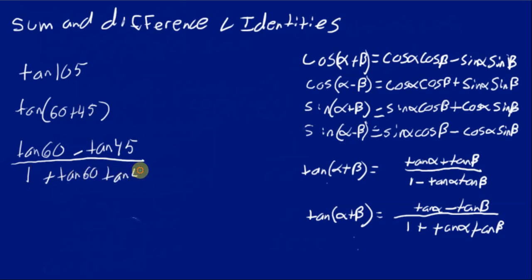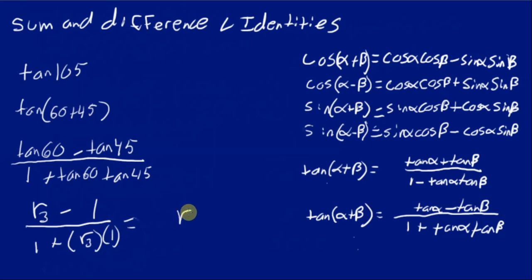I'm going to have 1 minus the tangent of 60 times the tangent of 45. All right, so the tangent of 60, 60 is in the first quadrant, and we're going to go with root 3 plus the tangent of 45, which is 1, all over 1 minus the tangent of 60 times the tangent of 45. That's going to give me root 3 plus 1 all over 1 minus root 3.